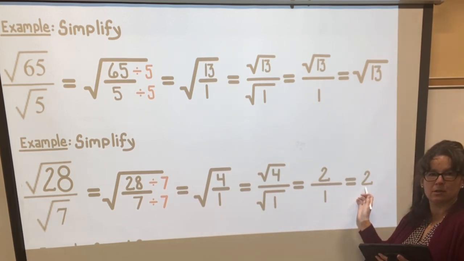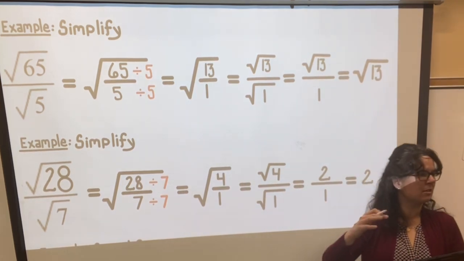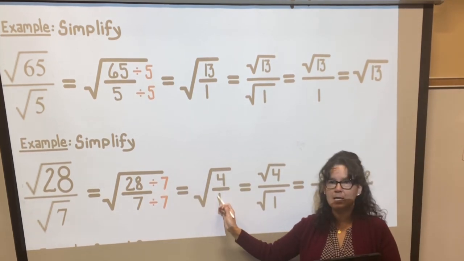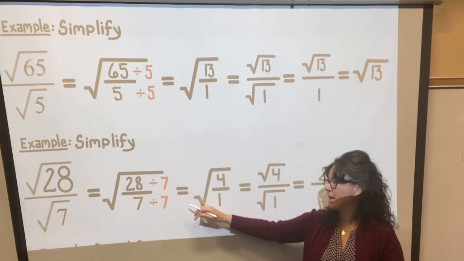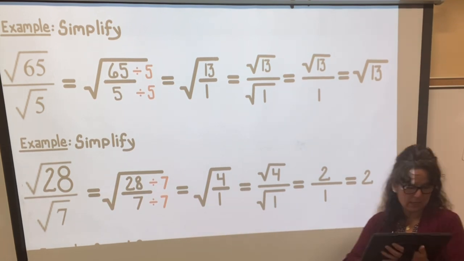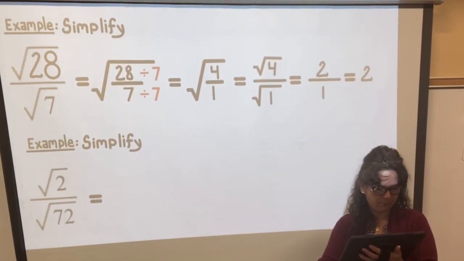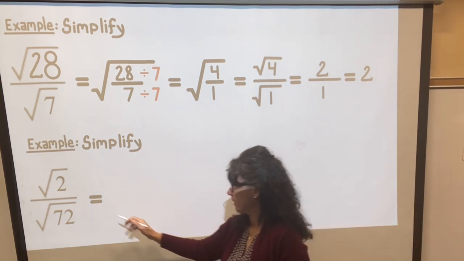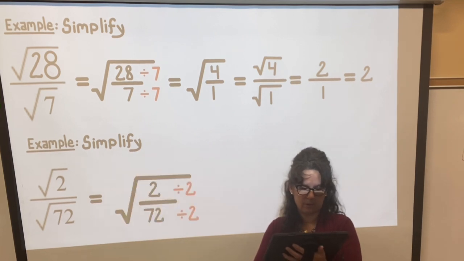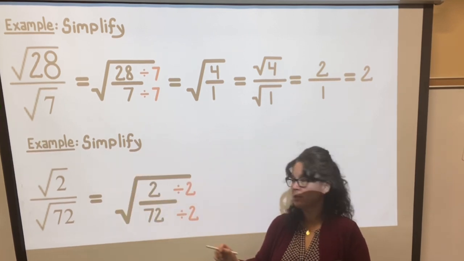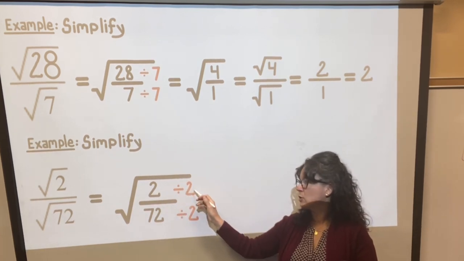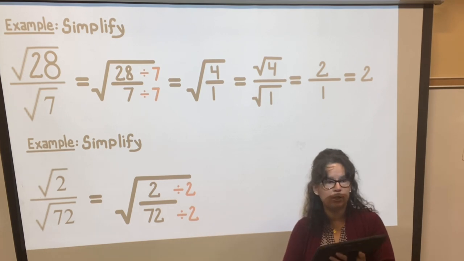is 2. Now again, there's going to be some differences along the way. Somebody decides, oh, I know the answer to 4 divided by 1, it's 4. So they just have the square root of 4, which is 2. Okay, so let's do just one more. I'm going to put this under 1 square root, simplify the fraction. They're both even, so I'm going to divide them both by 2. 2 divided by 2 is 1. 72 divided by 2 is 36.